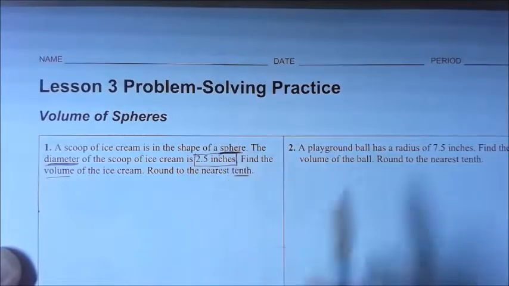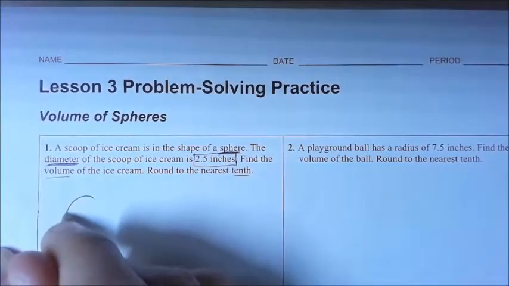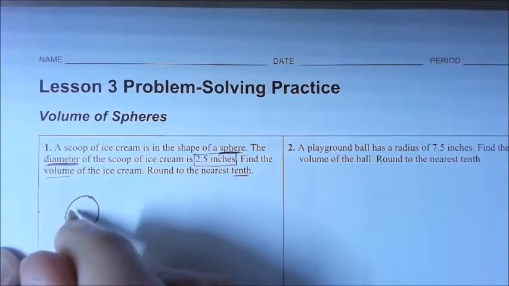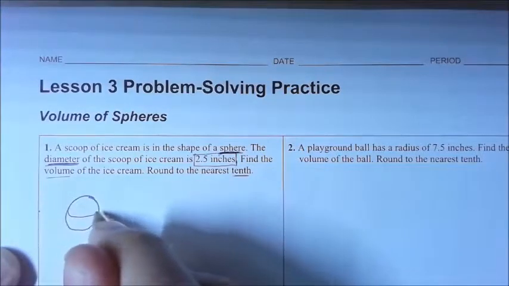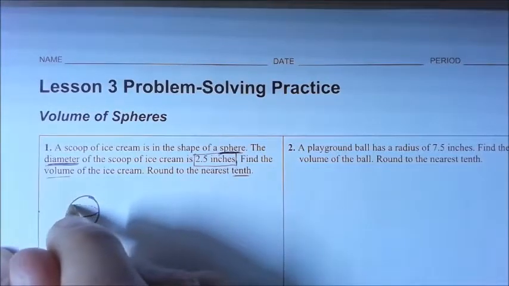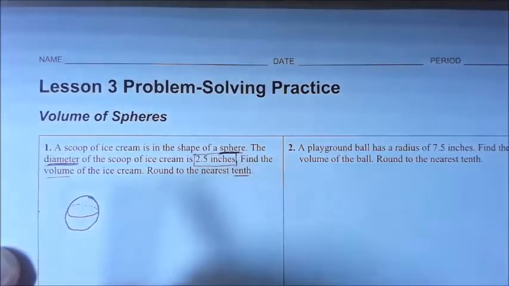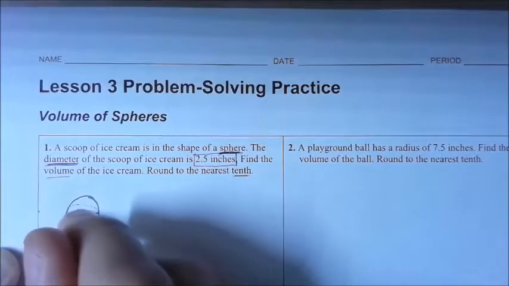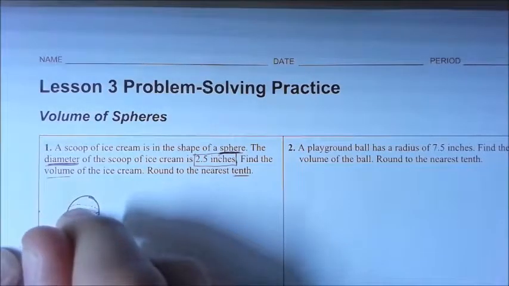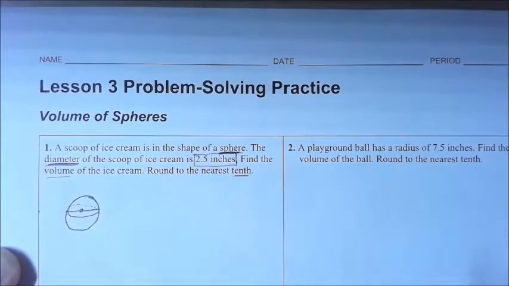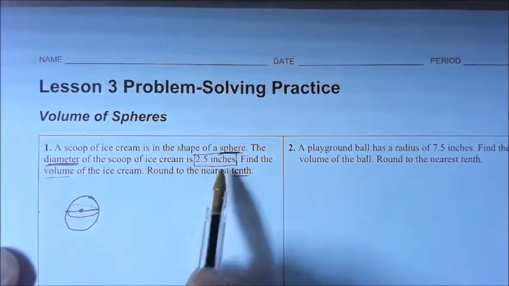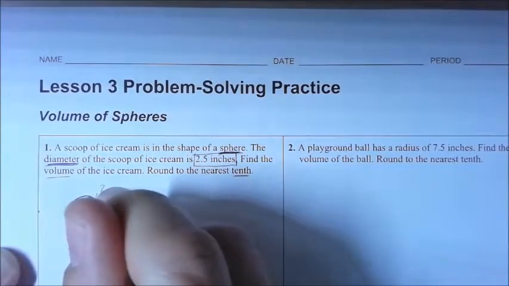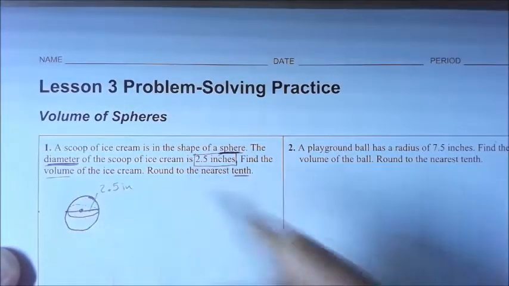First, I underlined sphere, so I'm going to go ahead and draw a sphere to the best of my ability. They usually do it like this and then show some little dots coming around. Then it said it had a diameter of the scoop of ice cream, so I'm going to draw a diameter. It goes all the way across, and it is 2.5 inches.